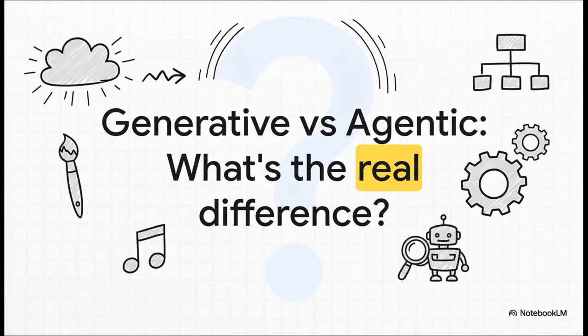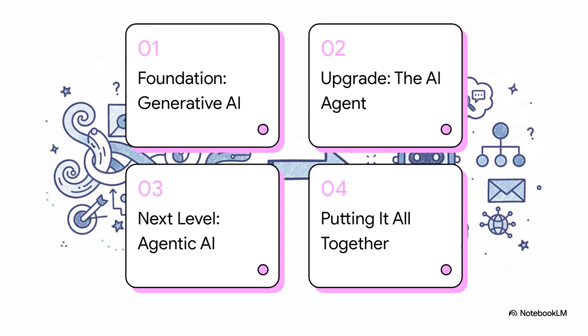So let's just get right to it. What is the real difference? Because these terms might sound like they're just different ways of saying the same thing, but they're not. They actually represent a huge evolution in what AI can do. So let's break that evolution down, step by step, so you know exactly what we're talking about and why it's such a big deal.